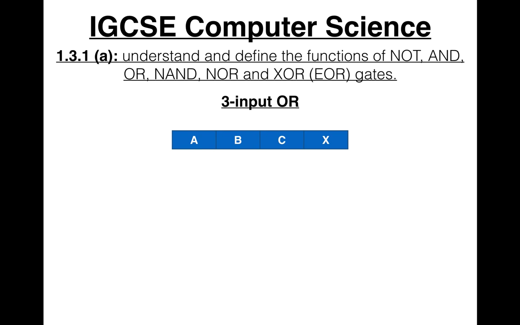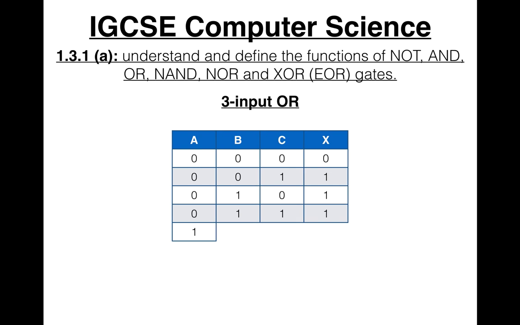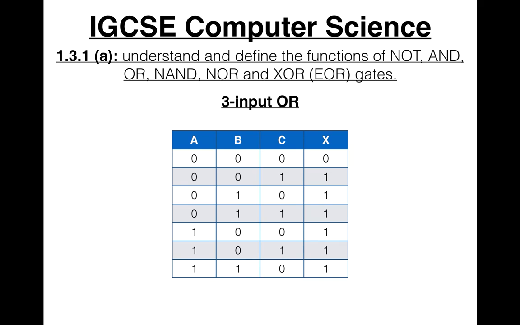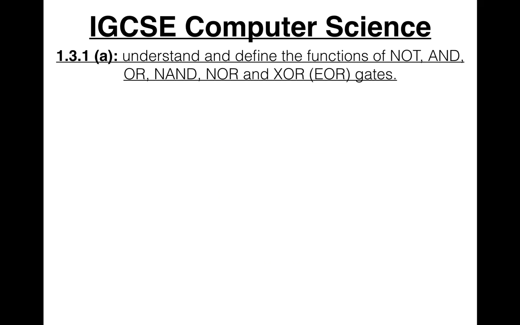So 3-input OR would look something like this. Remember that any input, one or more inputs, can be 1 in order for x to be 1. So it looks like that. So the XOR gate, as you may have guessed, would look something like this.